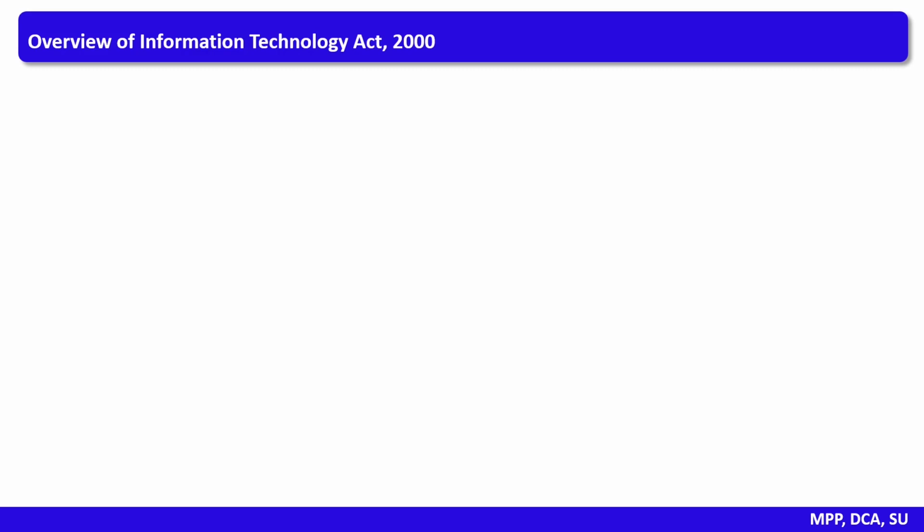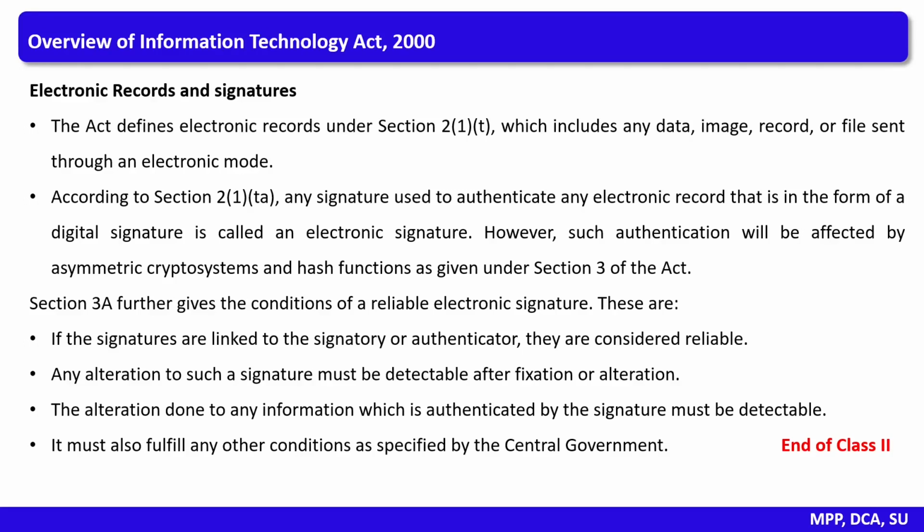Now let us discuss how Information Technology Act 2000 addresses electronic records and signatures. The Act defines electronic records under Section 2(1)(t), which includes any data, image, record, or file sent through an electronic mode. According to Section 2(1)(ta), any signature used to authenticate any electronic record that is in the form of a digital signature is called an electronic signature. However, such authentication will be effected by asymmetric cryptosystems and hash functions as given under Section 3 of the Act.